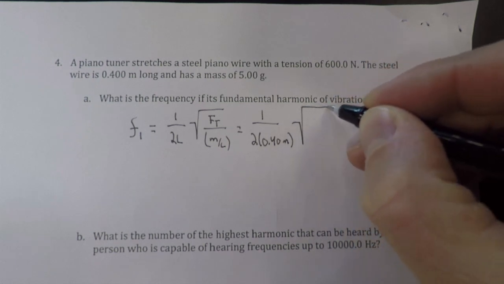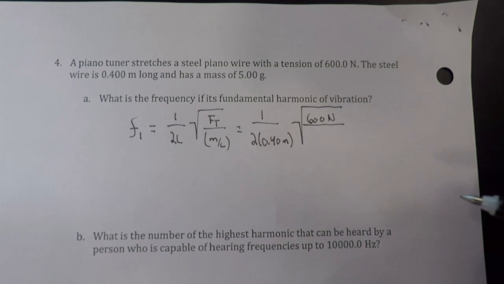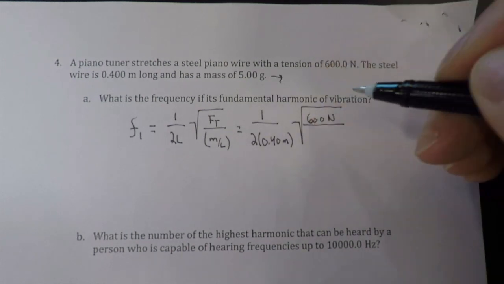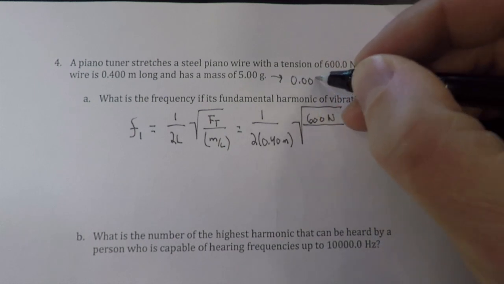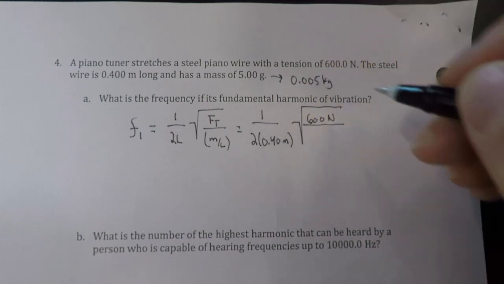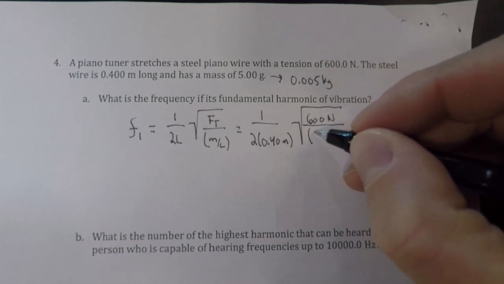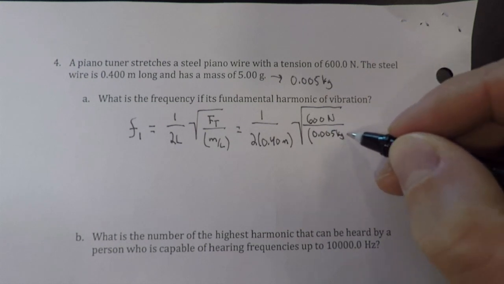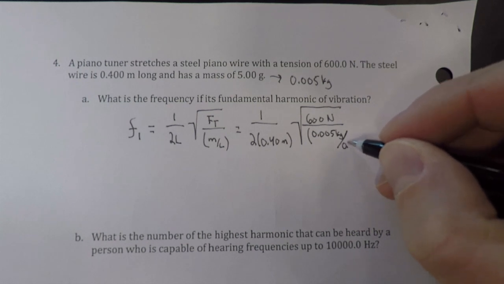And the square root, our tension is 600 newtons. We have our mass per length. Then we've got to be careful with the mass here. The mass is given in grams. We'll divide that by 1,000: 0.005 kilograms. Never forget to change your masses to kilograms. 0.005 kilograms per, and yet I'm in length here, per 0.4 meters.